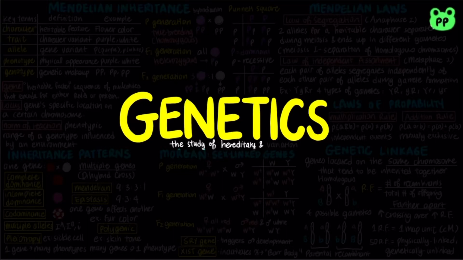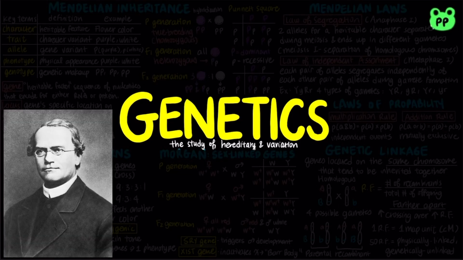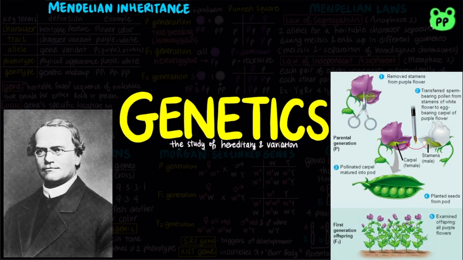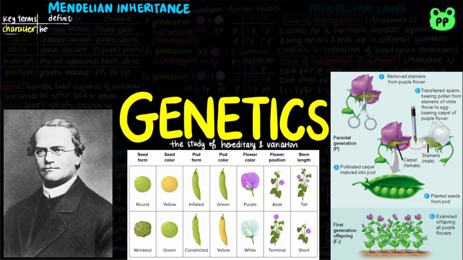Genetics is the study of heredity and variation. Mendel discovered the basic principles of heredity by breeding garden peas in carefully planned experiments. The pea plants are convenient for genetic study because they have many distinct characters, or heritable features, such as flower color. Each character variant, such as purple or white flower color, is known as a trait.